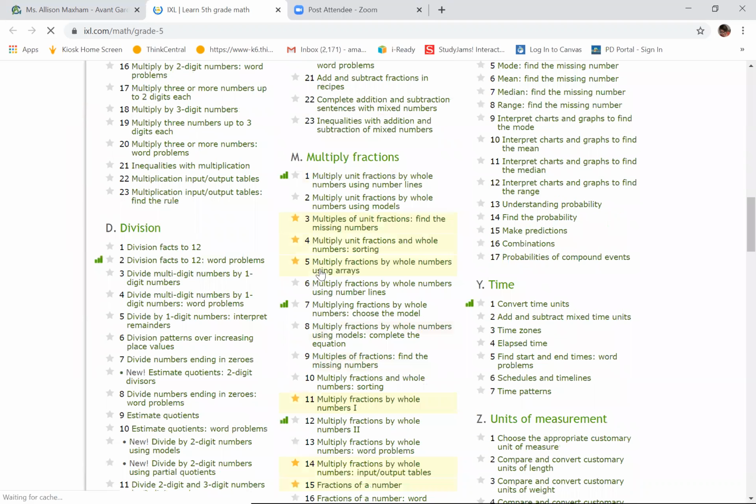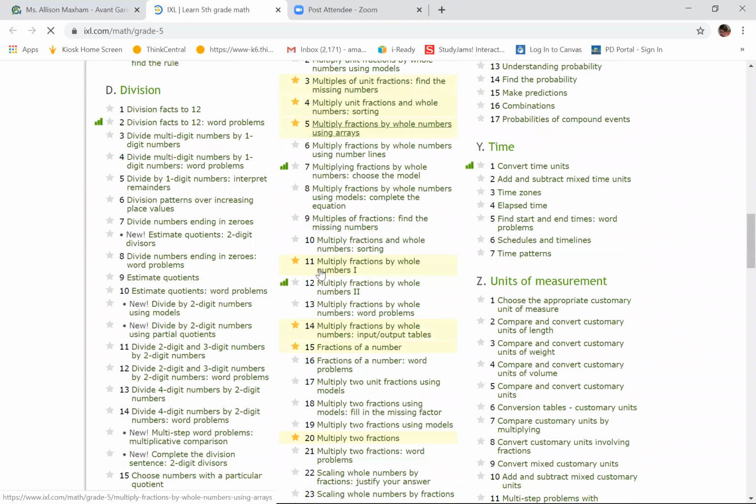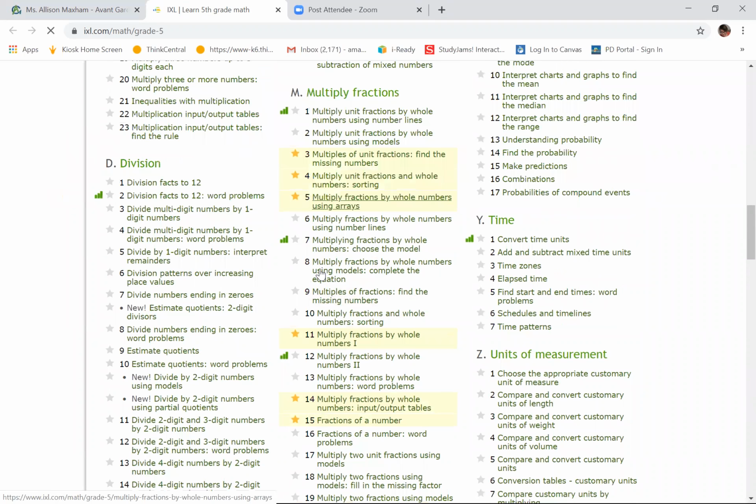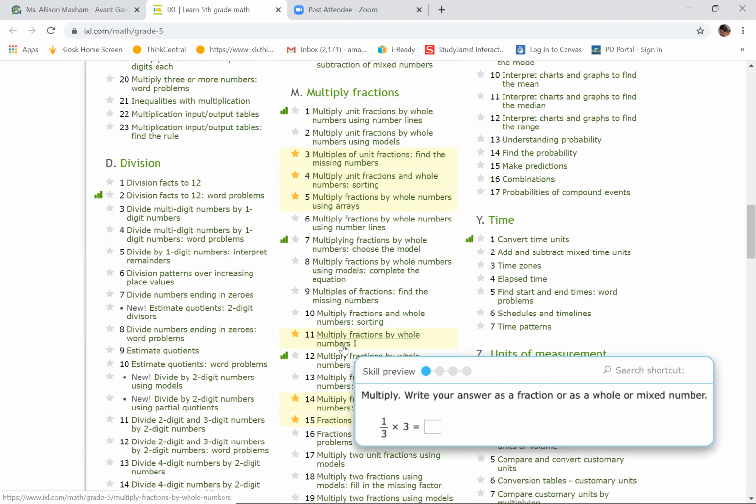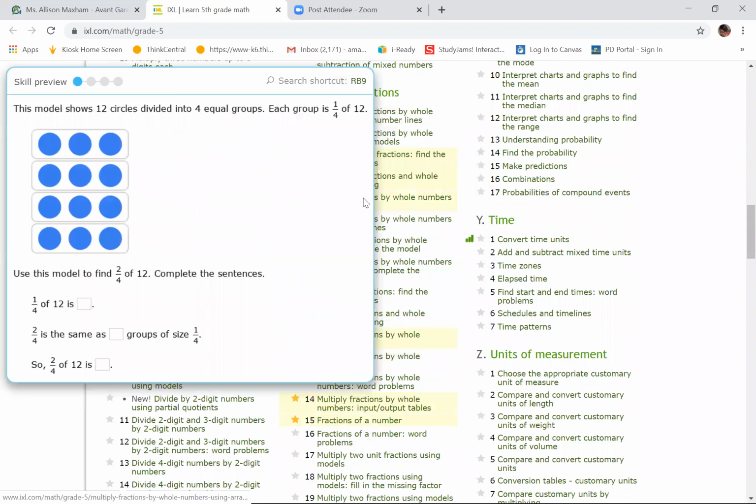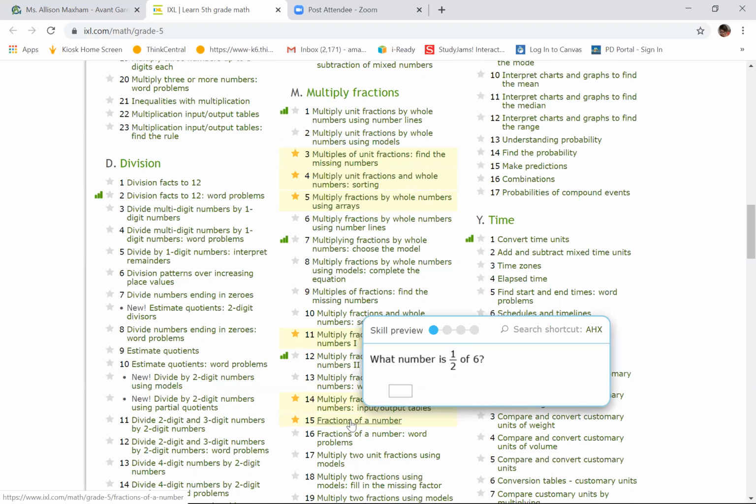Good. Multiplying fractions. And one of the ones that I suggested that you do, you see how they have stars on them or how they're highlighted? Those are the ones that I suggested that you do. Multiply fractions by whole numbers. Hello, we just did that, didn't we? Multiply fractions by whole numbers using arrays. Fractions of a number. What is 1/2 of 6? What is 6/9 of 18?